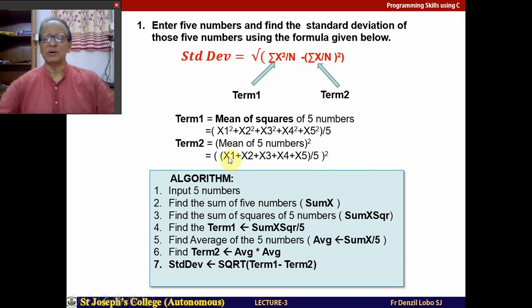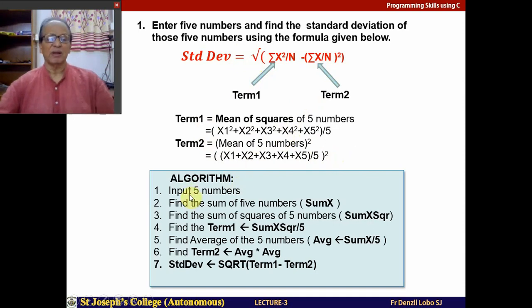What is mean of 5 numbers? Sum of these 5 numbers divided by 5, and multiply again by the same, then you get the term 2. So therefore our task would be first of all to find out term 1 and term 2, and from there we find out the square root of term 1 minus term 2. That will give us the standard deviation.